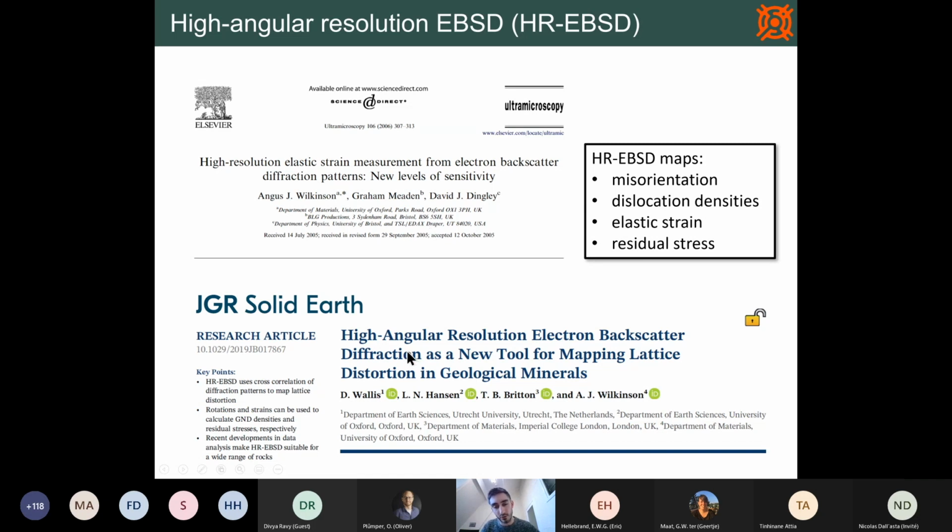Recently, I've been doing some work applying it to geological minerals, and we've got a couple of papers on that. Basically, this is a way of reanalyzing the diffraction patterns to get much more precise measurements of the misorientation, which gives us better characterization of the dislocation content. But also, really importantly, we can map elastic strain and residual stress that's currently trapped within the crystals.